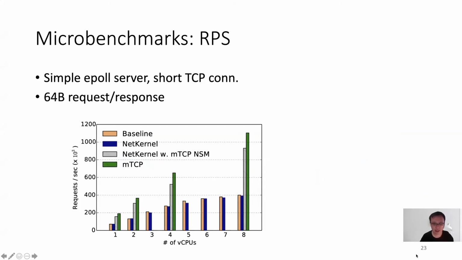And we also benchmark the RPS performance of NetKernel. We test NetKernel with a simple echo server with short TCP connections. For 64-byte requests and responses, mTCP brings nearly double the performance gain in the 8-core scenario. For other CPU numbers, we also see some performance gains. But we are sorry that we didn't run mTCP successfully when the number of CPUs equals 3, 5, 6, or 7, so we didn't provide that data here.